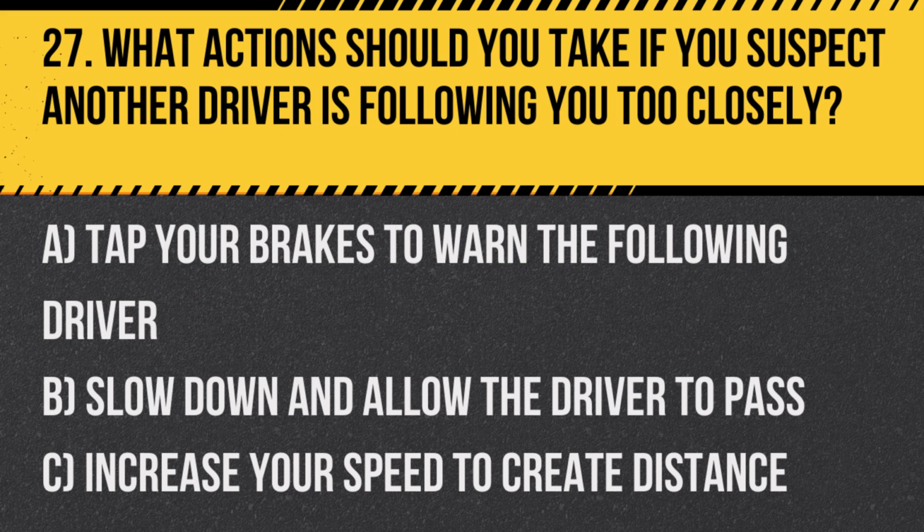Question 27. What actions should you take if you suspect another driver is following you too closely? A. Tap your brakes to warn the following driver. B. Slow down and allow the driver to pass. C. Increase your speed to create distance. Answer. B. Slow down and allow the driver to pass. It's safer to allow a tailgater to move ahead than to speed up or brake sharply.